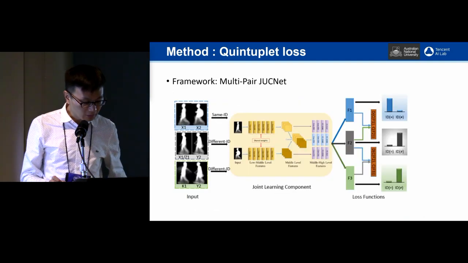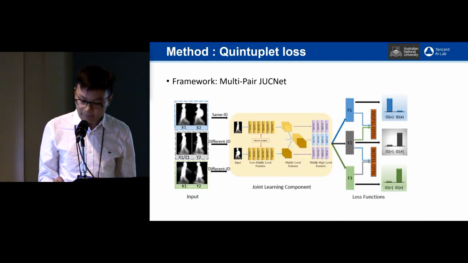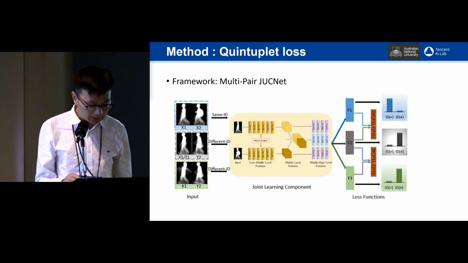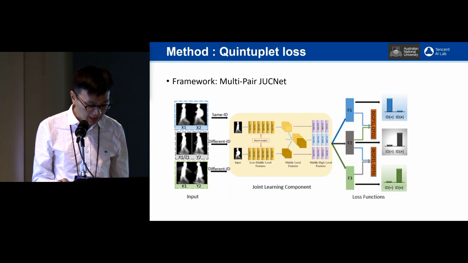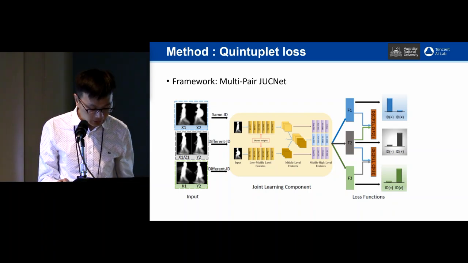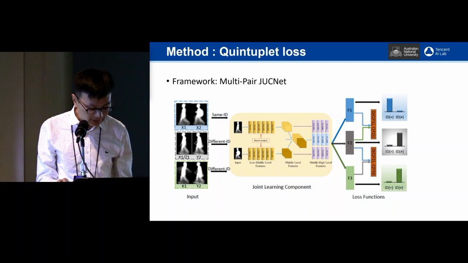Based on the loss function, we extend the basic GUCNet to a multi-pair GUCNet, which serves as the final framework during training. As the figure shows, a pair of gates can be combined as a whole, with the label of the same ID or different ID. Three pairs of gates are input to extract features. Two pairs of gates are from different subjects, while one pair of gates is from an identical subject.